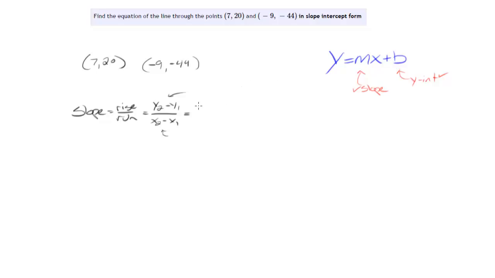And so we'll do that. So I have -44 minus 20 in the top, in the numerator, and then I have -9 minus 7. So I perform these calculations, and I'm just going to simplify this if I can. I know right away my negatives cancel, and I think 16 goes into 64, and it does. It goes in 4 times. So the slope I get is a 4 over 1, or just 4.